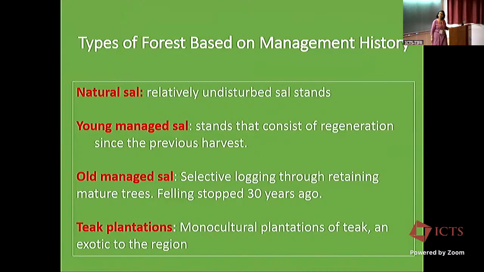which has experienced selective logging, where a few mature trees are kept and the rest are logged, but the felling had stopped 30 years ago. So you again see a lot of young trees and a few old trees. So slightly more complex than the young managed sal. And then the teak plantations, which are actually not native to the area. Teak is native to India, but it is exotic to this area where we were working.